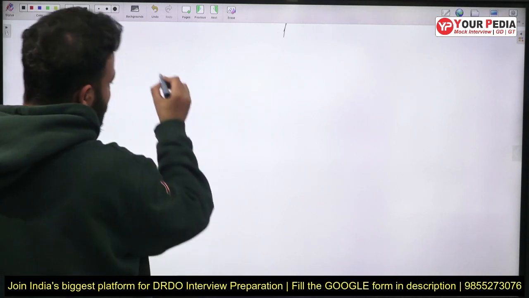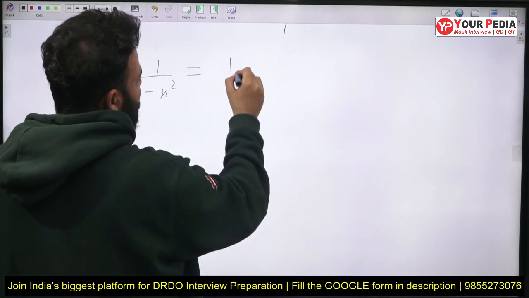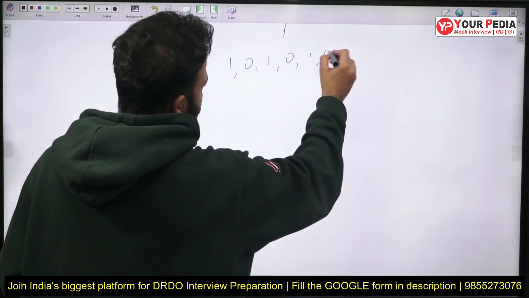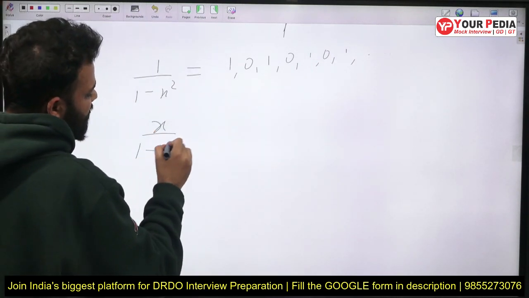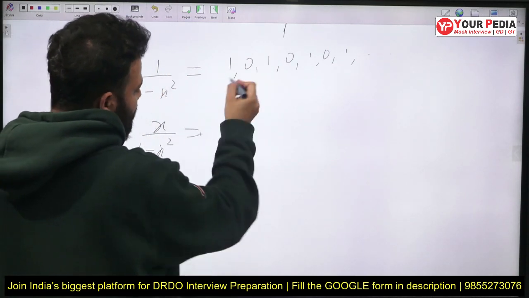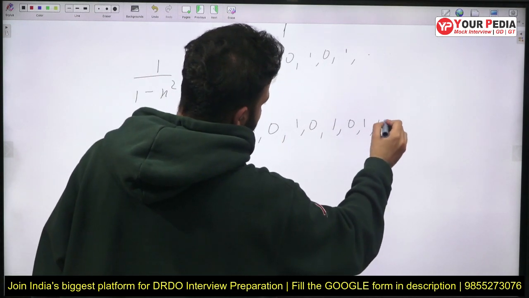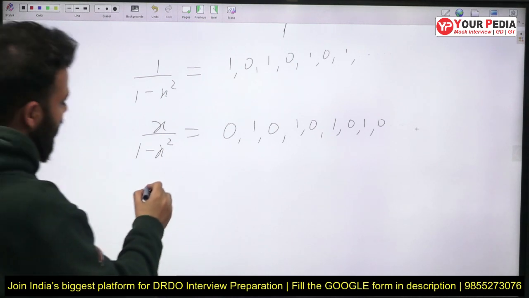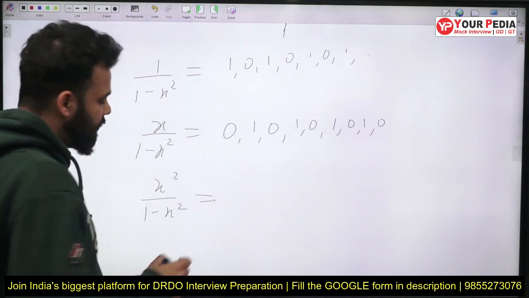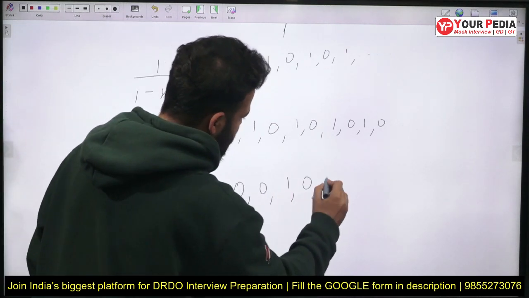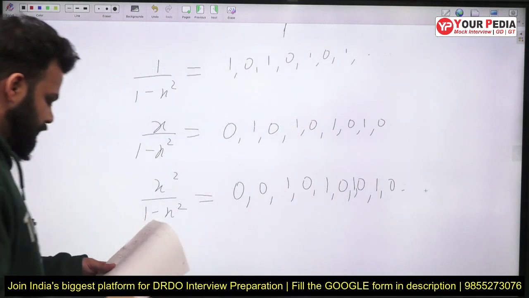Now let's say that you have the generating function 1 by 1 minus x square. Now 1 by 1 minus x square is nothing but you will put 0 in between two consecutive ones and so on. Now let's say you multiply this 1 by 1 minus x square by x. So x will do nothing but put 0 at the start. Now let's say you do x square by 1 minus x square. When you do x square by 1 minus x square, it will put 2 zeros at the starting and the rest will remain the same.